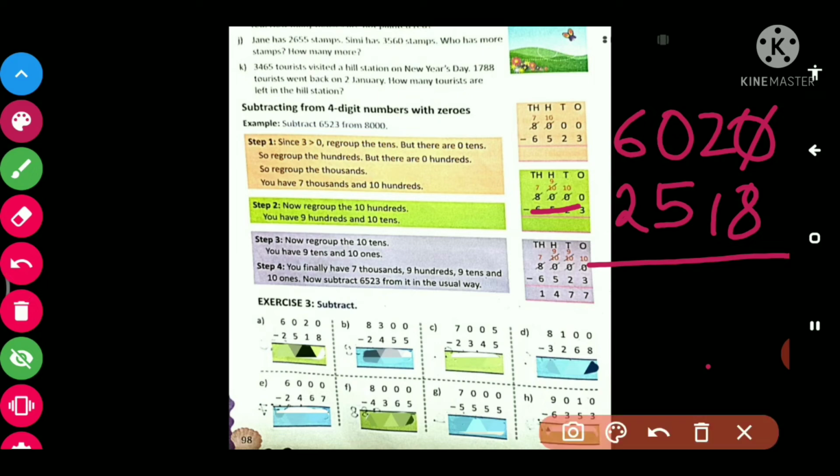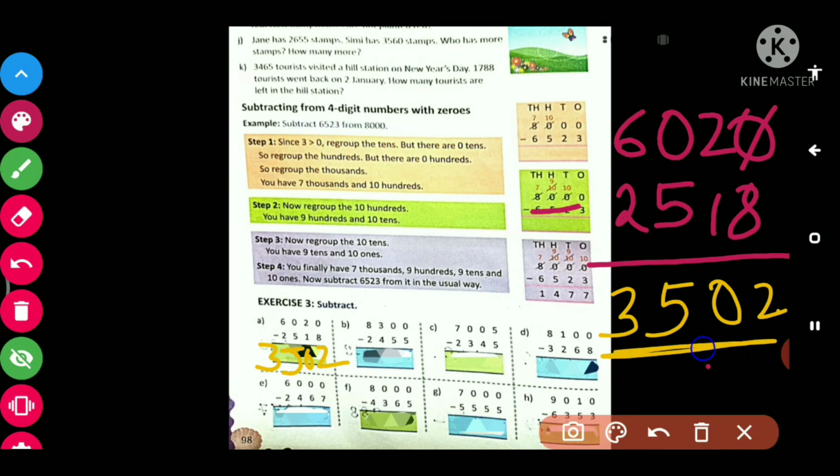Okay, wait a second. So our answer will be 3502. Okay, this one is the answer. Okay, let's do the next one.